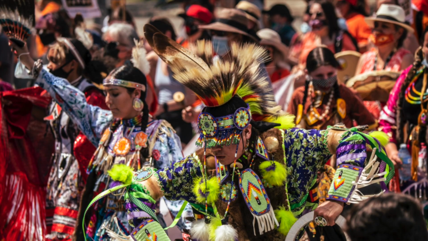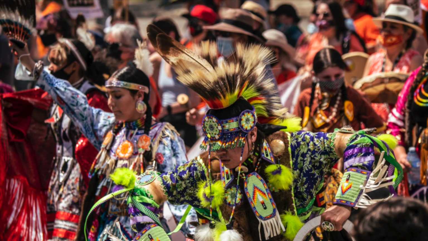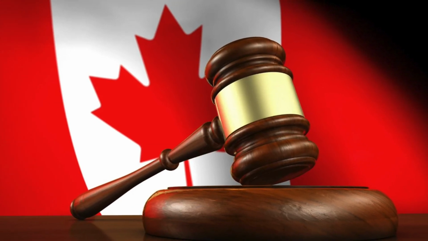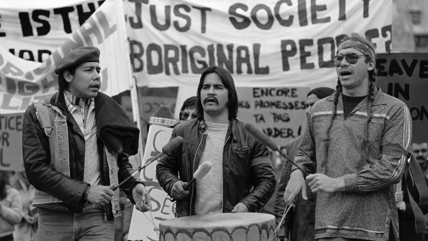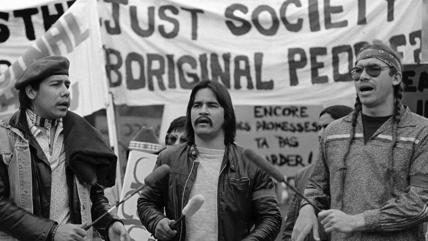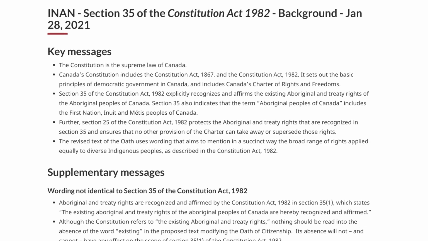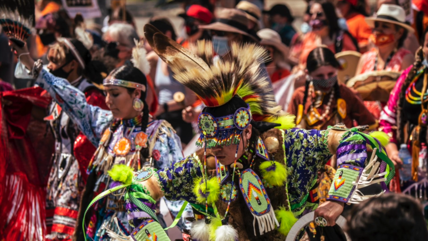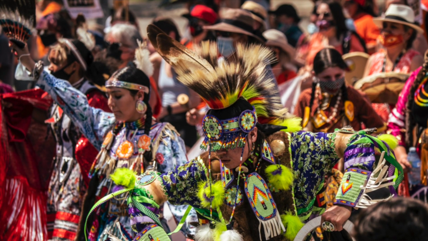Another key part is Section 35 of the Constitution Act, 1982, which recognizes Indigenous and treaty rights, like fishing, hunting, and land claims. Unlike the Charter, Section 35 sits outside it, meaning it's not subject to the same limits, but also lacks the Charter's remedy provisions. There's debate over whether it includes Indigenous self-government. Courts haven't ruled definitively, though the government has recognized this right since 1995.